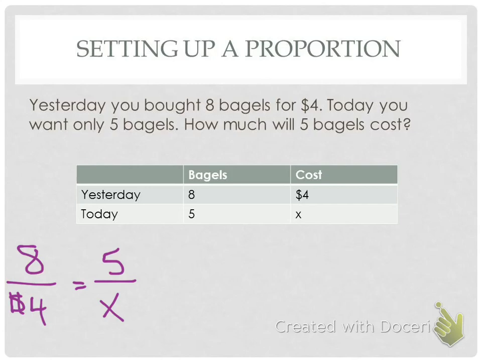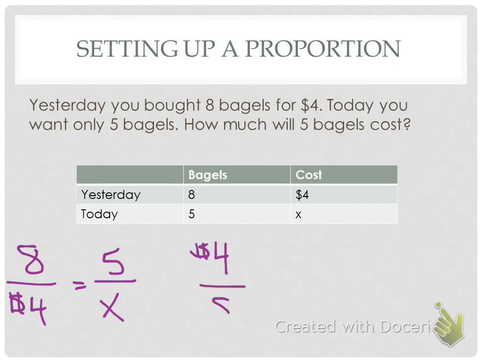Can anybody think of another way that I could set this up and I'm still comparing the same unit on both sides? Just flip it, maybe? Could I do dollars to dollars over bagels to bagels? Yeah, I could, as long as I'm comparing the same unit. So I could do just the opposite.